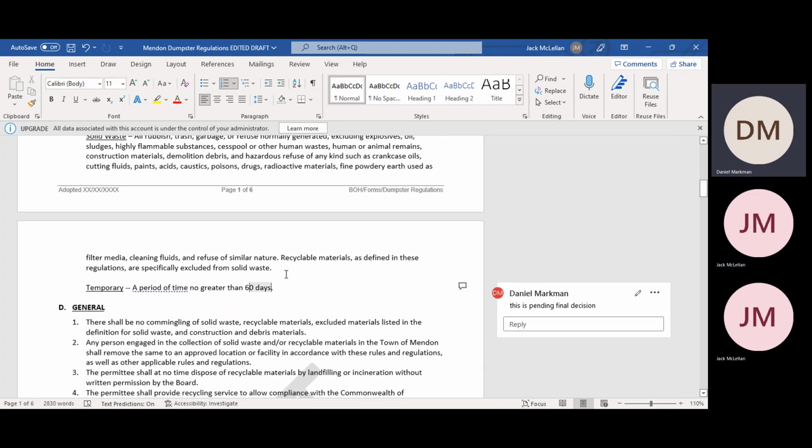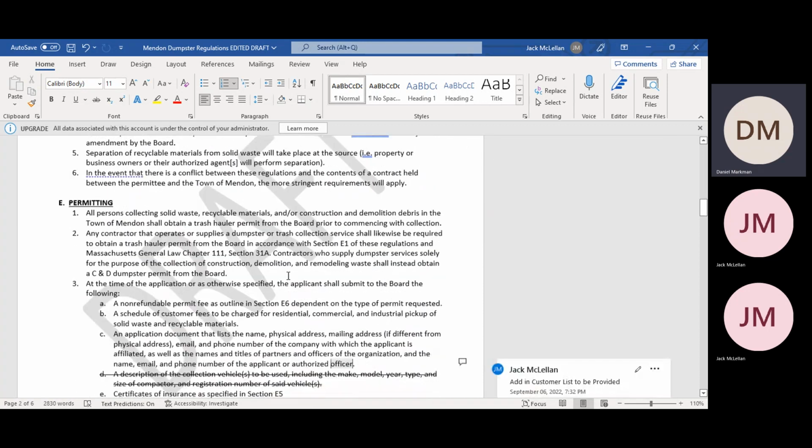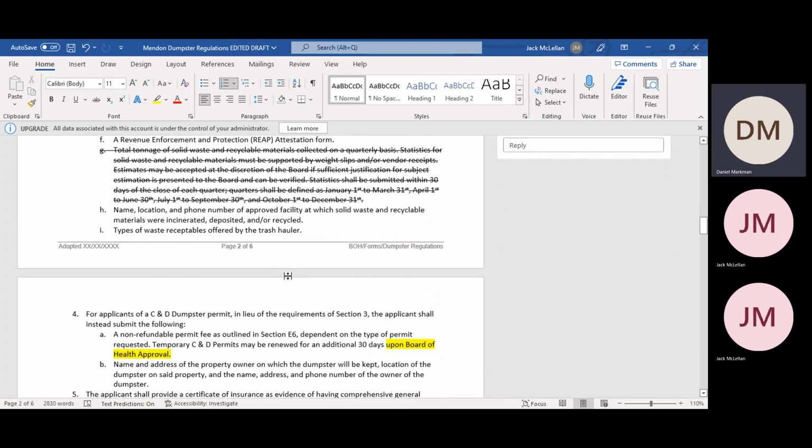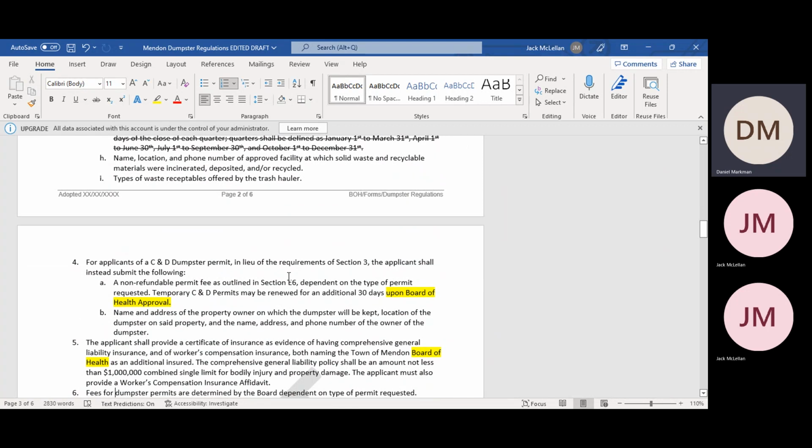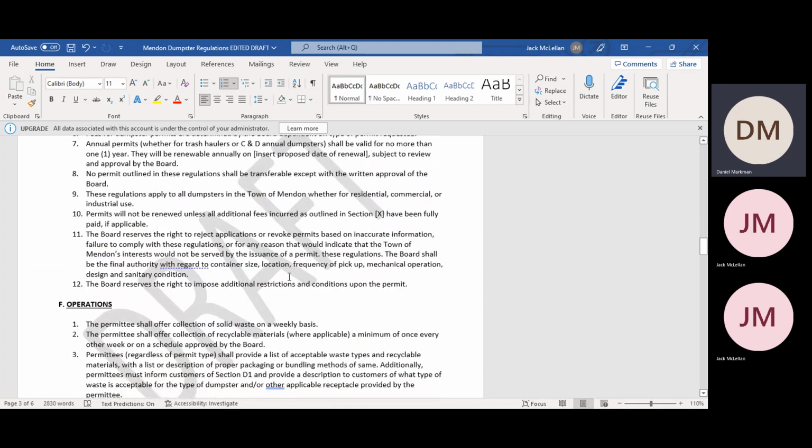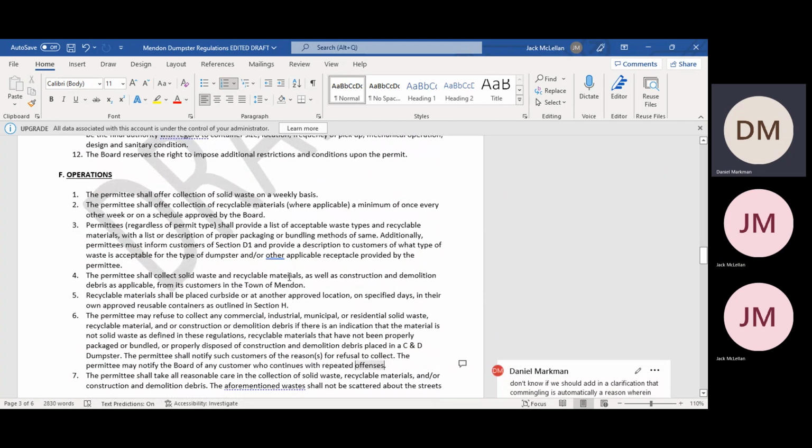So if that's the case, I could put in a section under section F, operations, that basically indicates that any dumpster being used solely for C&D can only be maintained on a property for a set period. Correct. The problem with that is I would caution you, there are construction projects that can take months.